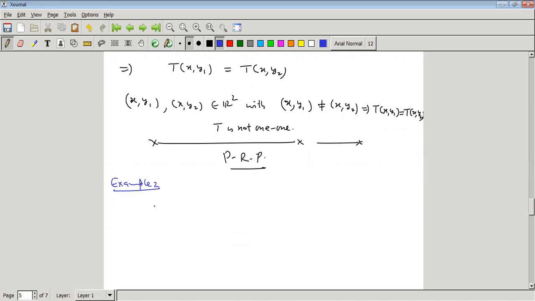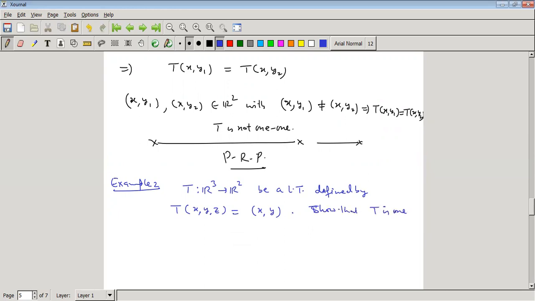Let T from R3 to R2 be a linear transformation defined by P(x, y, z) equal to (x, y). So we have to show that P is onto but not 1-1.